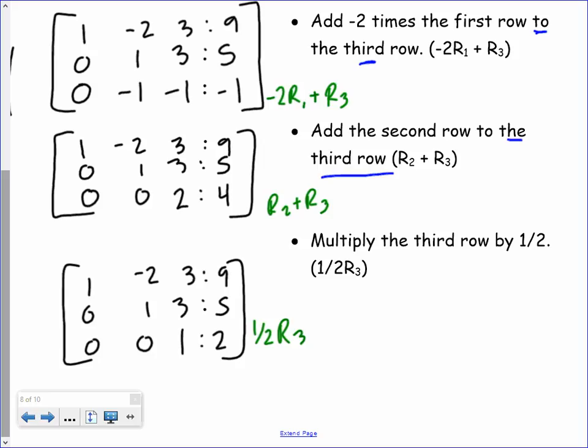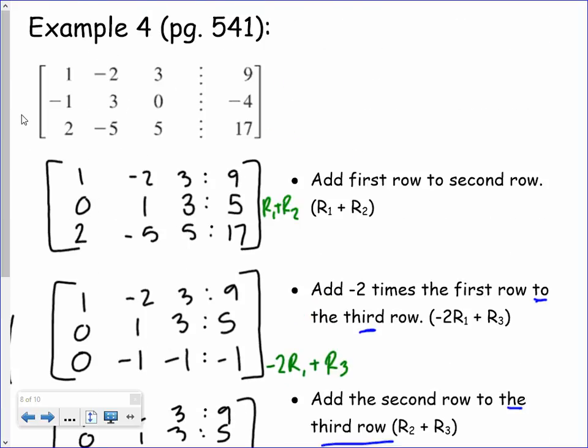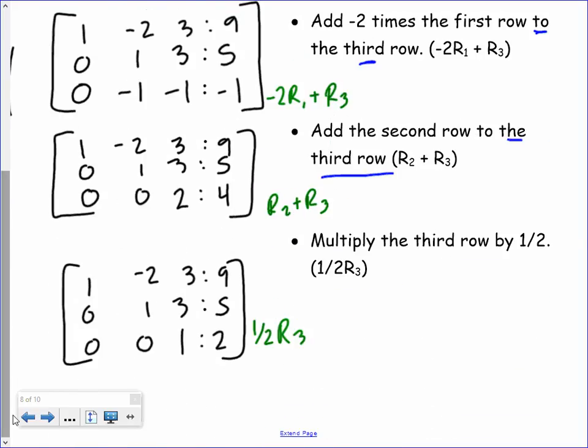Now, one thing I want to say about this. Why is row echelon form so helpful? Think back to this augmented matrix at the very beginning. Could you write this as a system of equations? Yeah, something like x minus 2y plus 3z equals 9, so on and so on. Can you change your augmented matrix into a system of equations? Yeah, x minus 2y plus 3z equals 9, y plus 3z equals 5, and 1z equals 2.